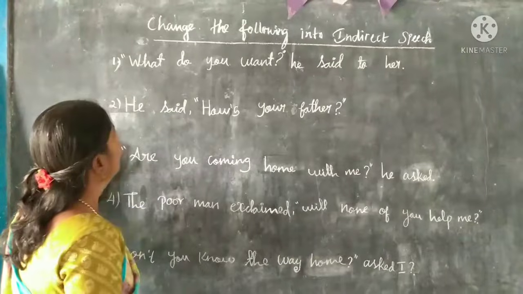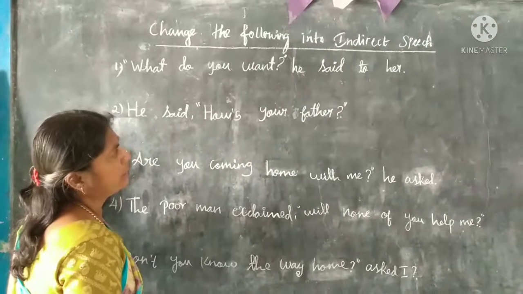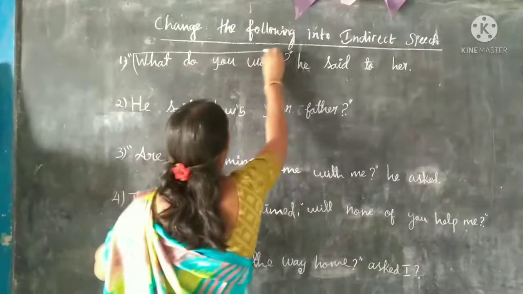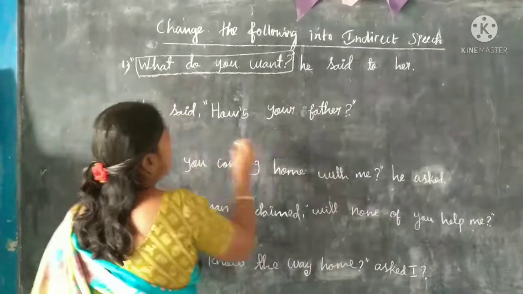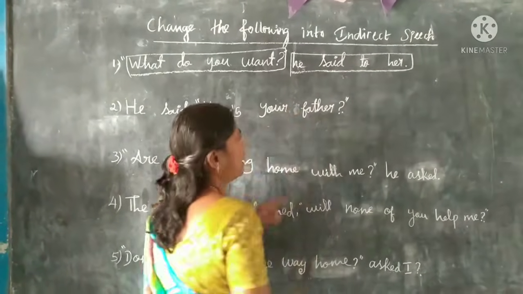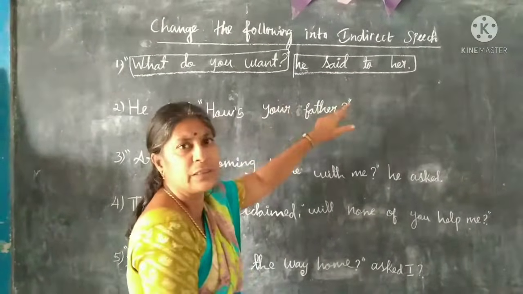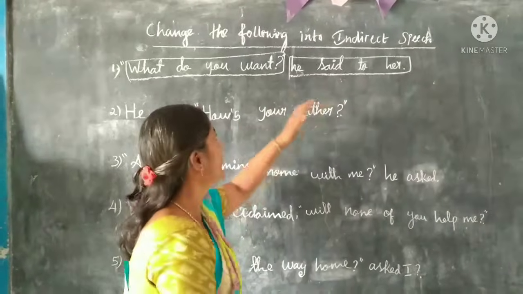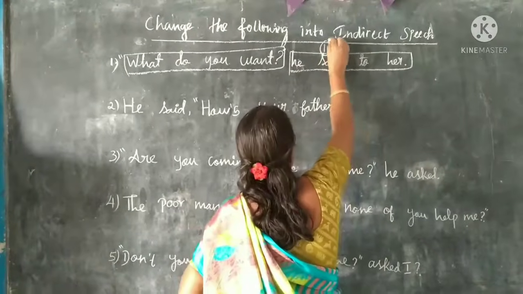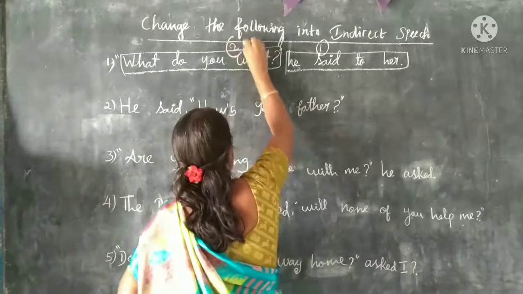First one. What do you want? He said to her. This is the first part. What do you want is one part. He said to her is another part. Actually, he said to her is the reporting verb, and this one is the reported speech. Or else you can call this the first part and this the second part.